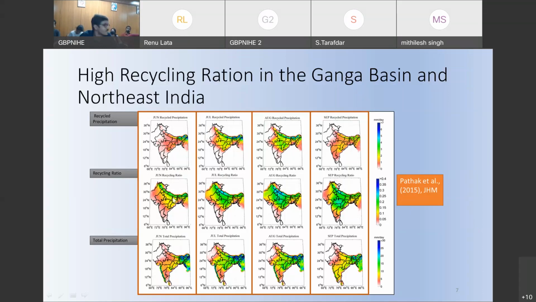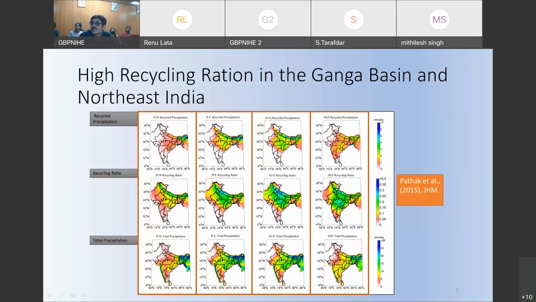And this is something we need to investigate at some point: in what way, if there is climate change or some sort of change, such as deforestation, a change in vegetation really affects the recycled precipitation and hence the total precipitation. That can be one of the very interesting science questions.